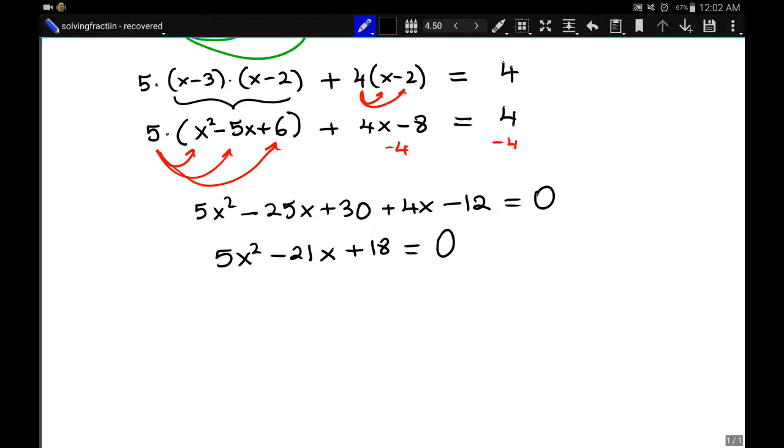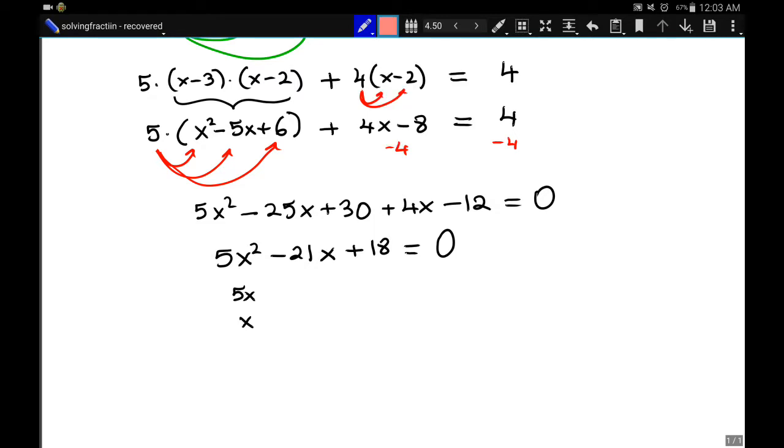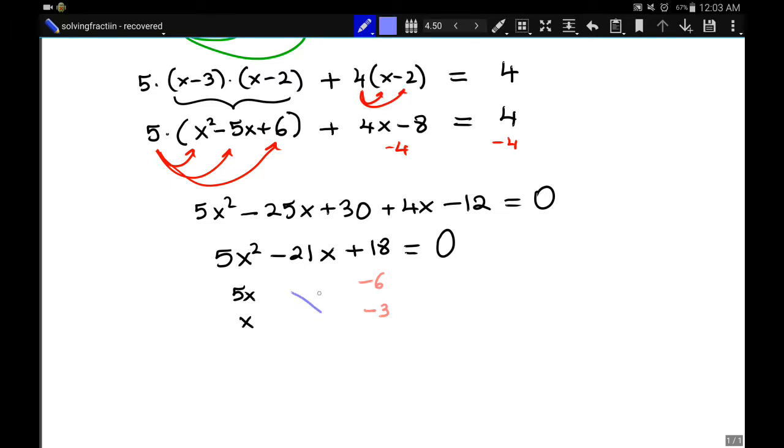Alright, the middle term is negative 21. I'm going to factor 5x squared as 5x times x. But 18 is a little tricky. I'm going to write 18 as a product of two numbers. When I do the cross multiplication, I need to get negative 21, so I will deal with negative numbers. Let me try negative 6 and negative 3. When you multiply these, you get plus 18. Let's do the cross multiplication and see if we get the middle term.